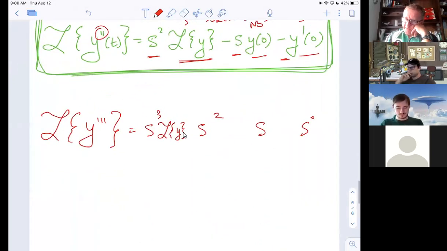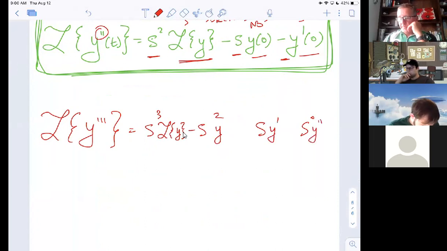So this is minus s squared. If I take the derivative of the integral of y, then I just get y. If I take the derivative of y, I get y prime. If I take the derivative of y prime, I get y double prime. And those are minus signs. What else is missing by pattern? It's not just y. What is it? Y of 0. Yeah, you're evaluating these at 0 every time.